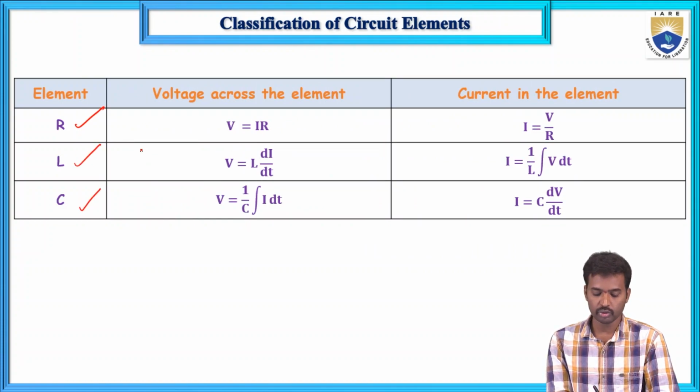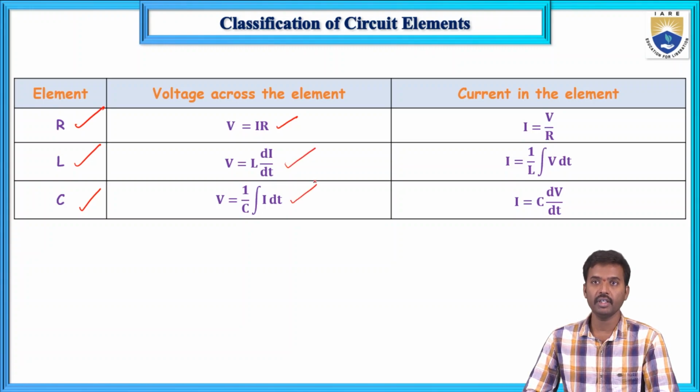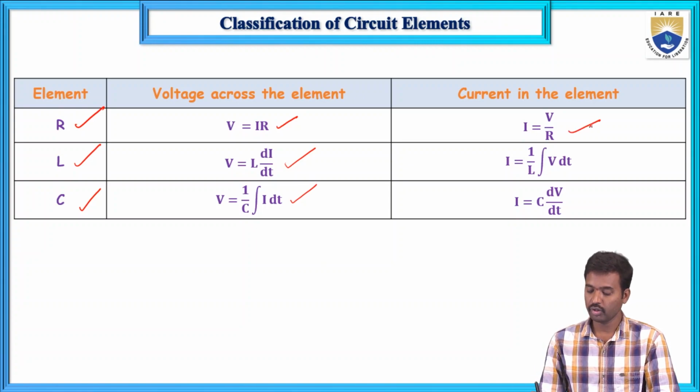V is directly proportional to R, V is equal to IR, and V is directly proportional to di by dt, V equals L di by dt, and V is directly proportional to the integral of I dt, that equals 1 by C integral of I dt, and I equals V by R, I equals 1 by L integral of V dt, and I equals C dV by dt.